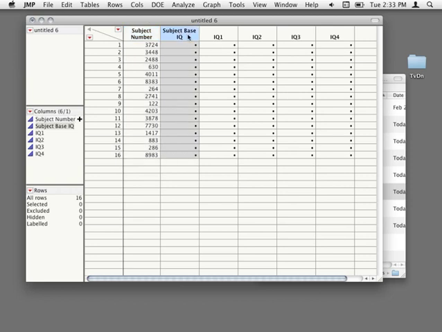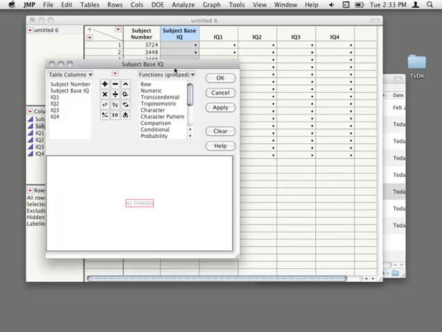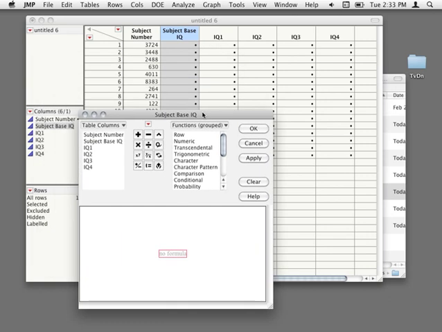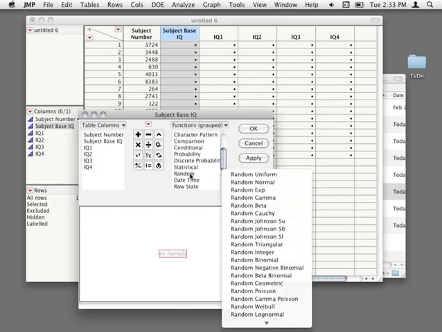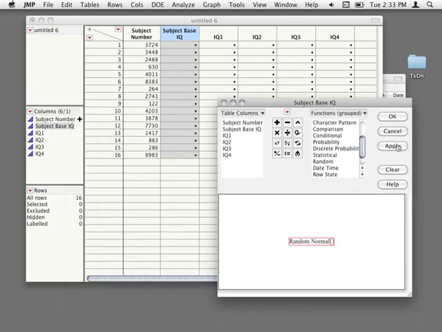Okay, so let's start with subject base IQ. So what we're going to do here is just for every subject, we're going to determine some base IQ for them. For most IQ tests, they're centered at 100, standard deviation of 15. So for this column, go back to that random. And we know IQ is generally normally distributed, so let's just do random normal. Now notice what random normal will do, if we just hit apply, it's just going to give us a random selection from a standard normal or a unit normal distribution, so a mean of 0, standard deviation of 1.